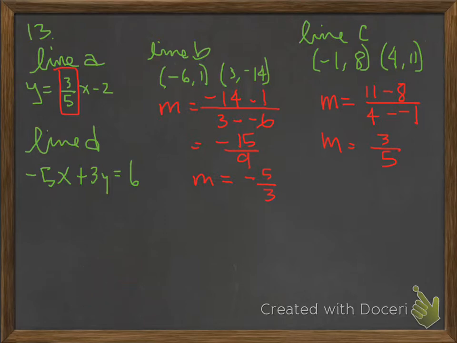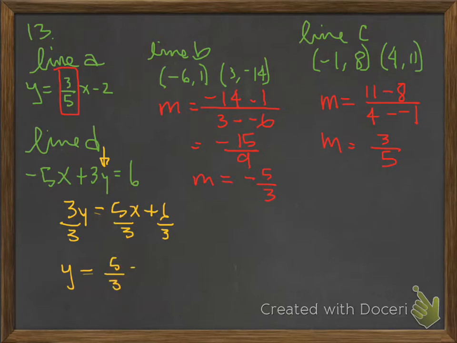And then our last one, we need to do the slope of line D. Line D is given to us in standard form, so what we need to do for that line is solve for y. If I'm trying to solve this equation for y, I'm probably going to add 5x to both sides, so I'll get 3y equals 5x plus 6, and then I'll divide everything by 3. And then y is 5/3 x plus, let's see, 6 divided by 3, 2.